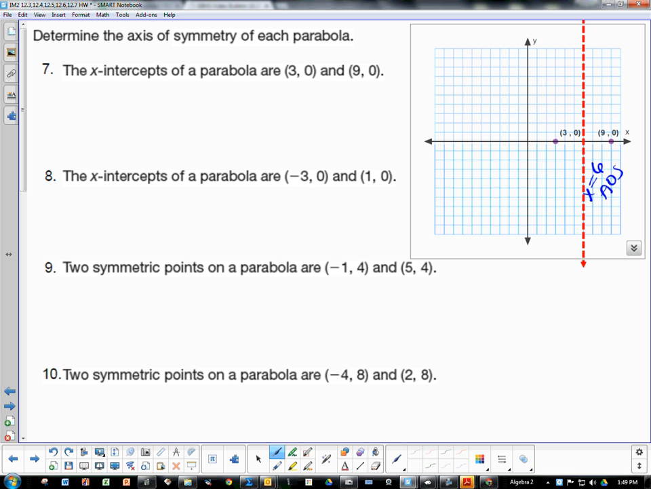Now, we have a formula for that. If you're going to find directly between two things, what you do is you average them. You add them and then divide by how many values you're adding. So watch what we can do. I'm going to take 3 plus 9, and I'm going to divide by 2. I'm finding the middle. This happens to be 12 divided by 2, which is 6. So my axis of symmetry is x is equal to 6.